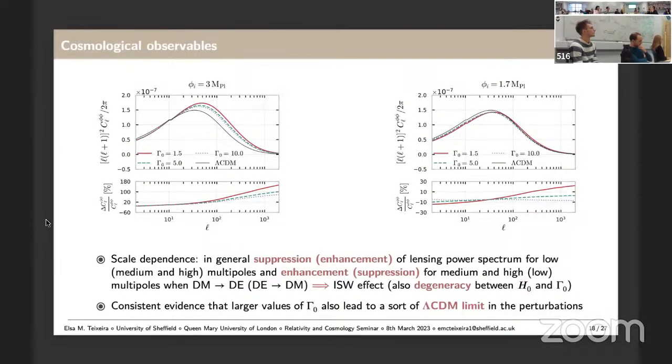Okay, this is basically the same information, but for the lensing, in which we have mostly a suppression at low multipoles and then an enhancement at high multipoles.